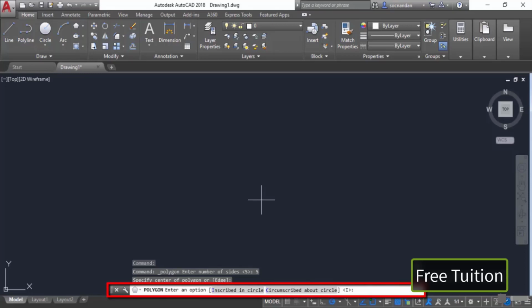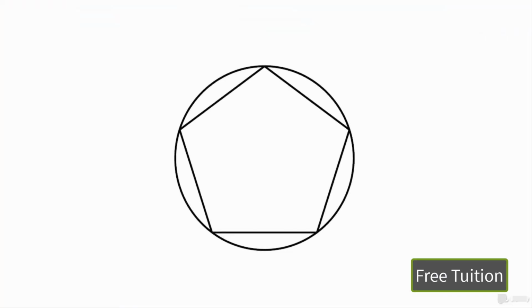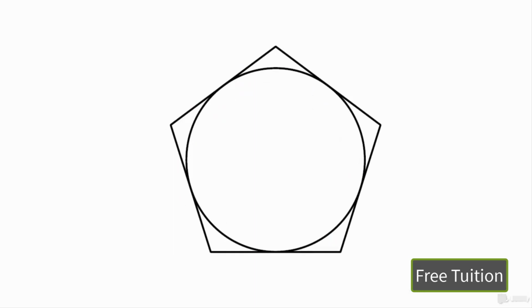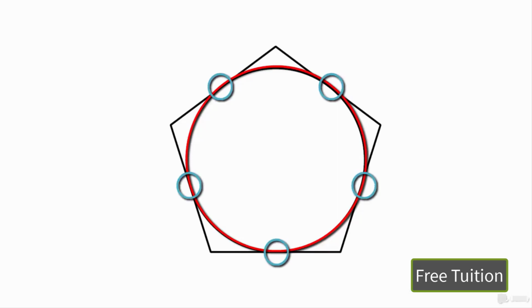The command line now prompts you to choose one of the options, either inscribed in a circle or circumscribed about a circle. If a polygon is inscribed in a circle, then that polygon will look something like this. Here we have this circle, and the polygon will be included in the circle in such a way that the vertices of the polygon will touch the circumference of the circle. But if the polygon is circumscribed about a circle, then the polygon will be outside the circle and the midpoints of the line segments of the polygon will touch the circumference of the circle.